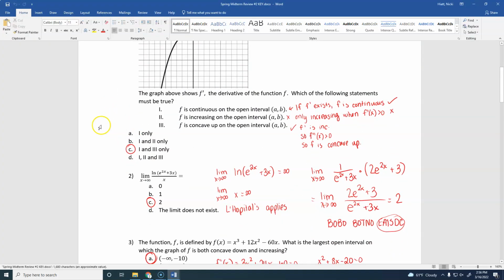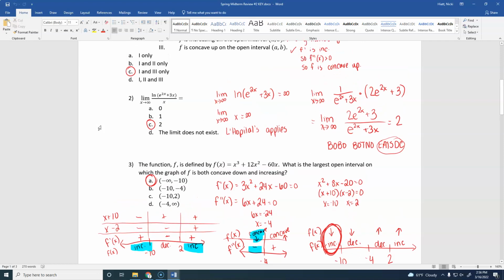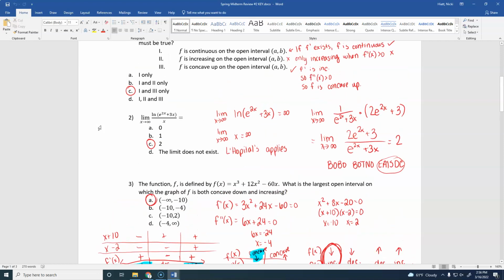Did anybody have any questions from yesterday? So, L'Hopital's. Yes. L'Hopital's and squeeze, we don't need squeeze there. So, what is L'Hopital's? L'Hopital's says that if you're getting 0 over 0 or infinity over infinity, which in this case you get infinity over infinity, then you can take the derivative of the top and the derivative of the bottom of that fraction.